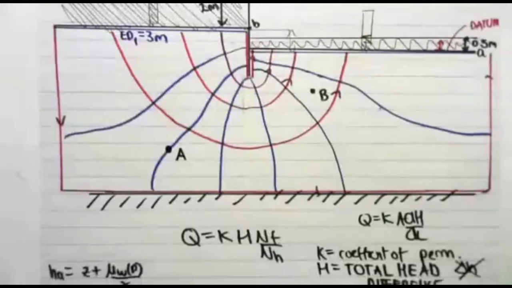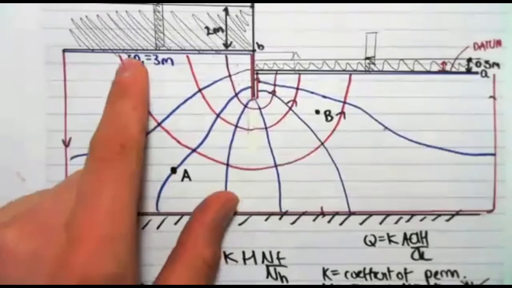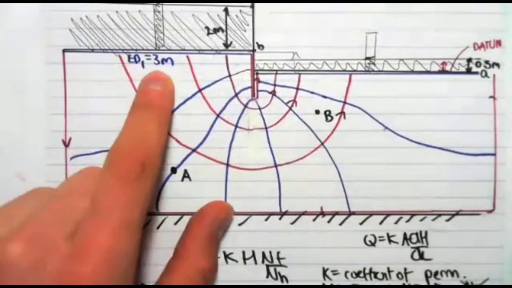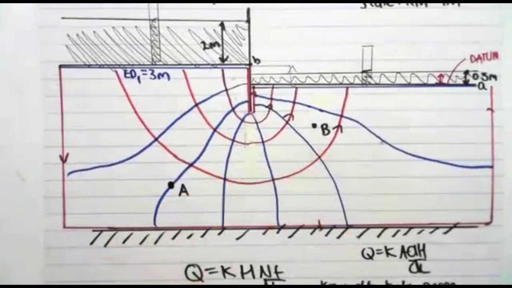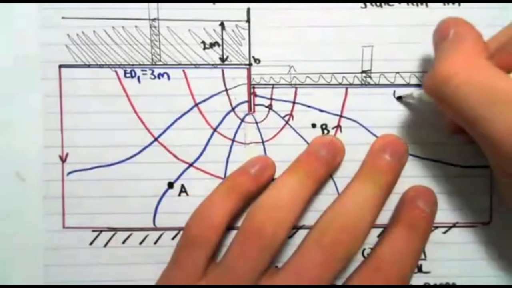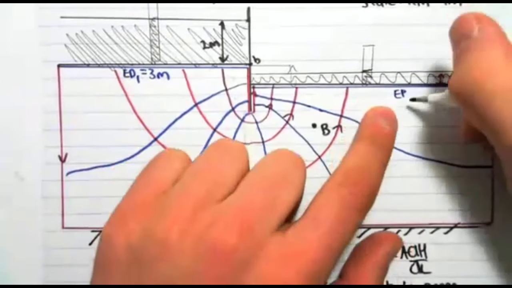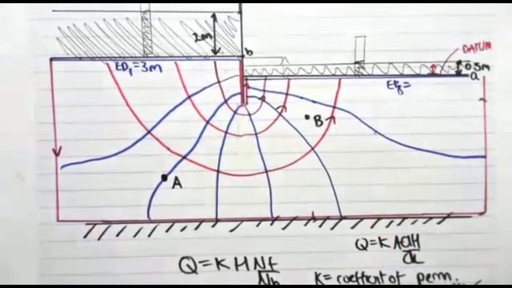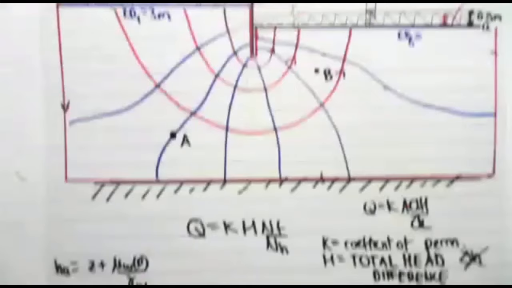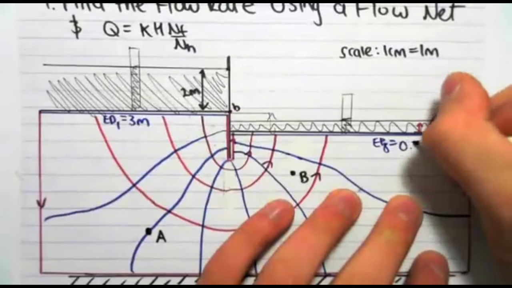Okay, much better. The head at EP1 is equal to 3 meters, and we know that the head of this EP, which would be 1, 2, 3, 4, 5, 6, 7, 8, the head at EP8, we know is the head at A, which is 0.5 meters. Okay, so this is 0.5 meters.